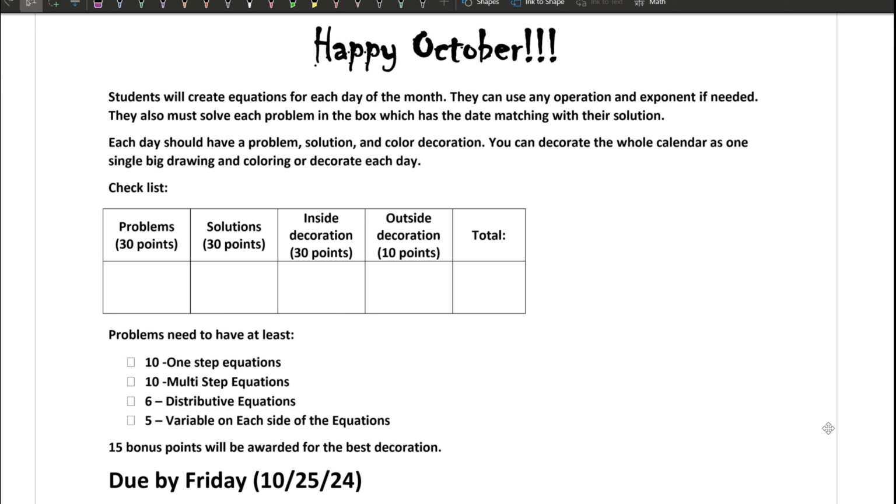If you go over and beyond my expectation, you will earn some extra credit. The requirement is at least 10 one-step equations, 10 multi-step equations, 6 distributive equations, and 5 with variables on each side of the equation. 15 bonus points will be awarded for best decoration. This is due on Friday, October 25th, 2024.